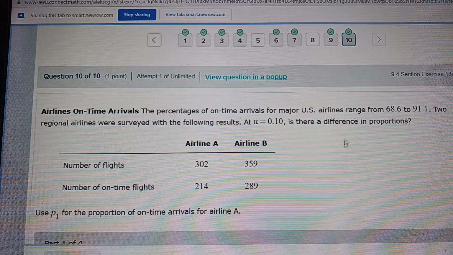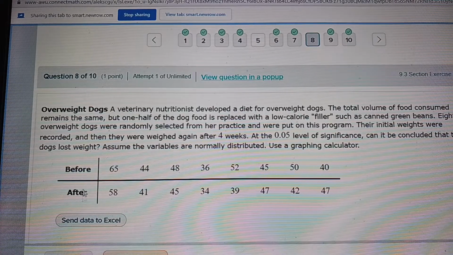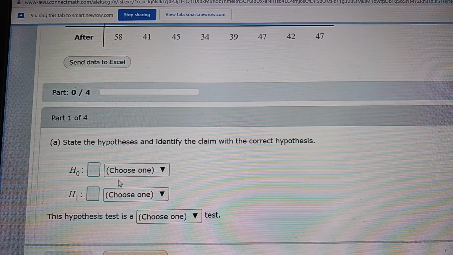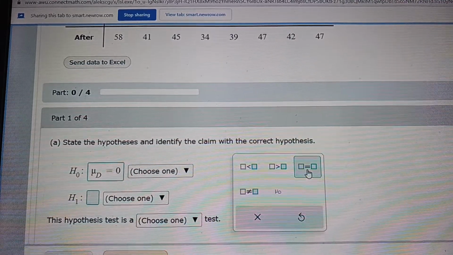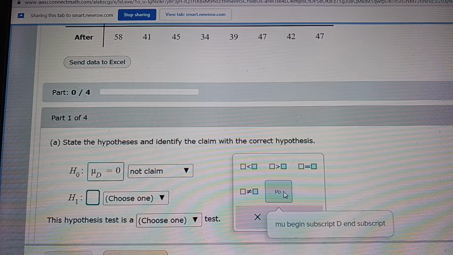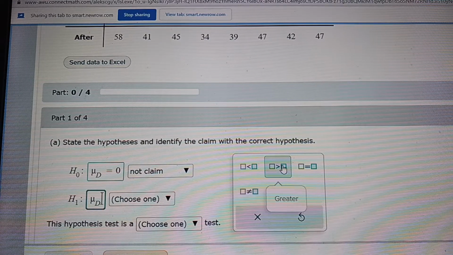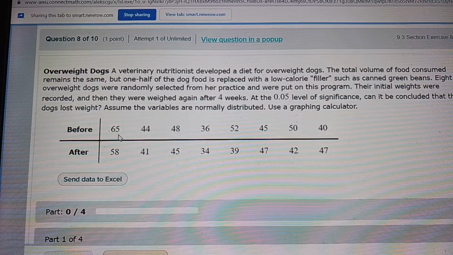Okay, last thing is number 8. This should be obvious when you're doing this, the before and afters. So what happens here is you always use mu d. That stands for the mean difference. The mean difference equals 0 no matter what in the null, and that's usually not the claim for them at least. The tricky one is the alternative, where you say the mean difference is either less than, greater than, or not equal to 0. And your best bet to get that right is look what's happening with the numbers.